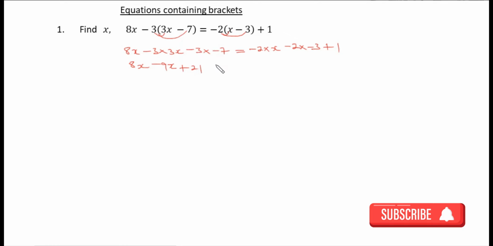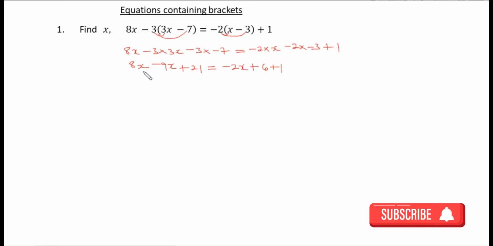So we are done with this side. Let's add our equal to sign again. So we come over, minus 2 times x gives you minus 2x, and then we come over to this. Minus 2 times minus 3. Minus times minus is plus, so write your plus sign. And then 2 times 3 is 6. And then you write your positive 1 here.